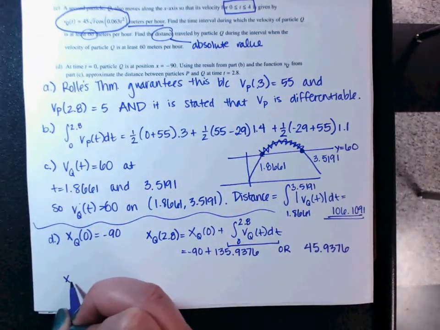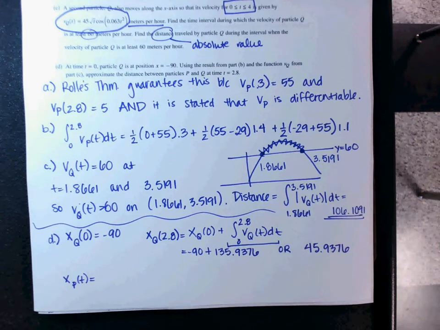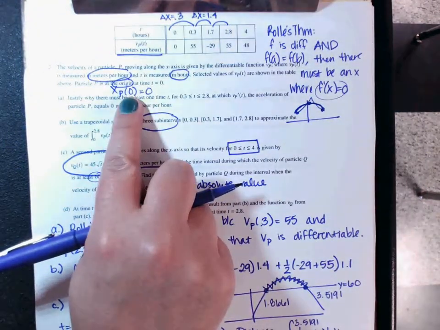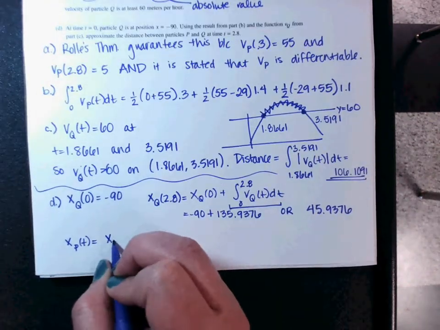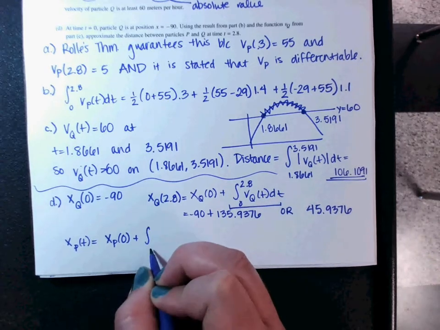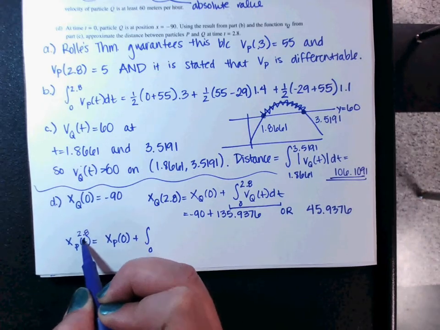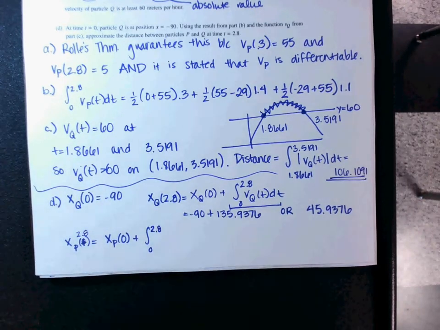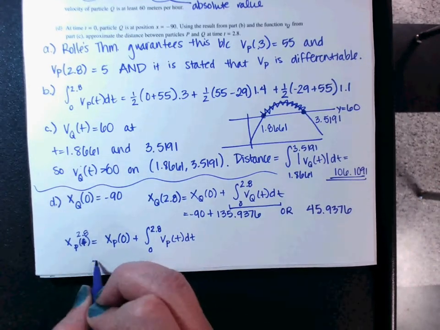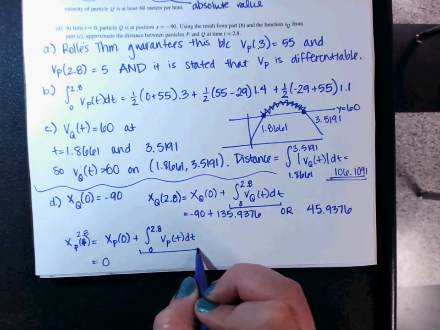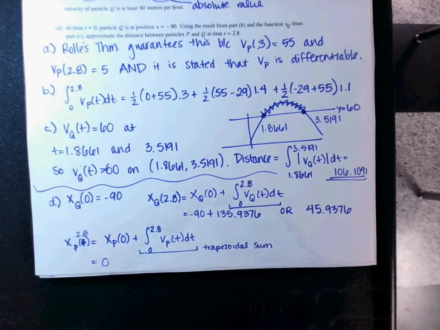I also need to know the position for particle P. Okay, well, think about, when do I know the position for particle P? Look back up right here. It told me that x of P is 0. Okay? So, I already know that it's going to be xp of 0 plus the integral from 0 to, and actually, let's plug in our time value here. This should be a 2.8 here. To 2.8 of the velocity for particle P of t dt. Okay, well, think about, this is 0, but then this is the trapezoidal sum that you worked in part B.